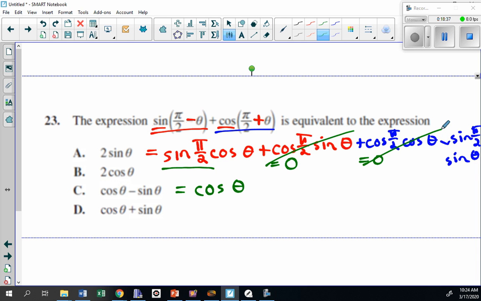Now over here, sine pi over 2 is equal to 1. So that's just going to be 1 times sine theta, but we have to be a little bit careful with our signs here. There was a minus there. Double check. Yeah, there was a minus there. So then I'm going to have minus sine theta. And so this question that looks quite difficult has some really nice cancellation. You're going to get cos theta minus sine theta, which is C. All right, thank you guys.